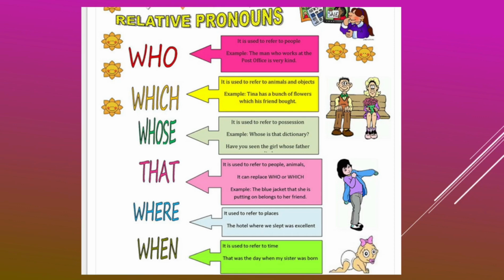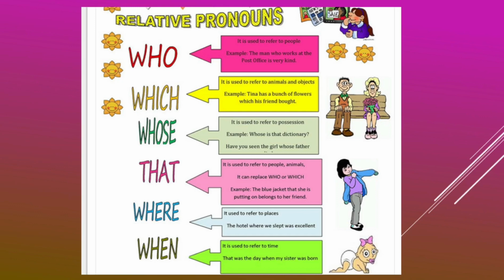Next we have the word that. It also refers to people and animals. That can also replace who, whom, or which. If you see the example sentence, we have: the blue jacket that she is putting on belongs to her friend. Over here we are talking about that blue jacket.